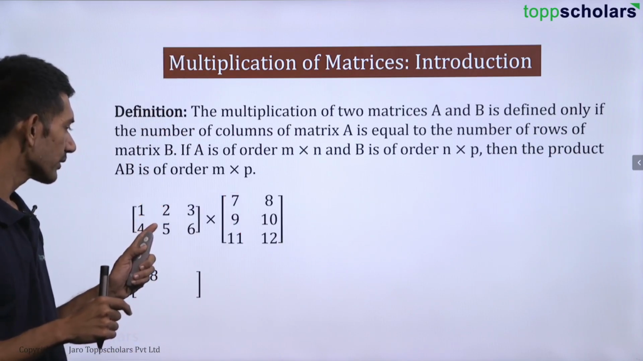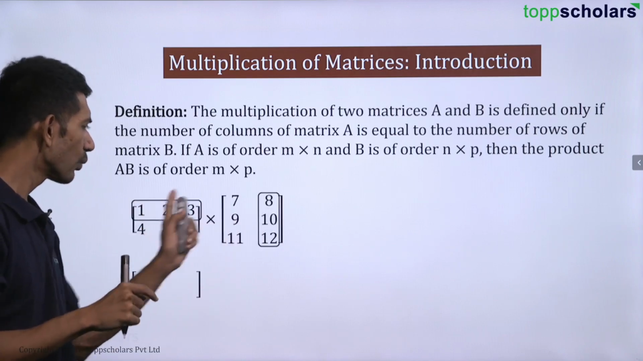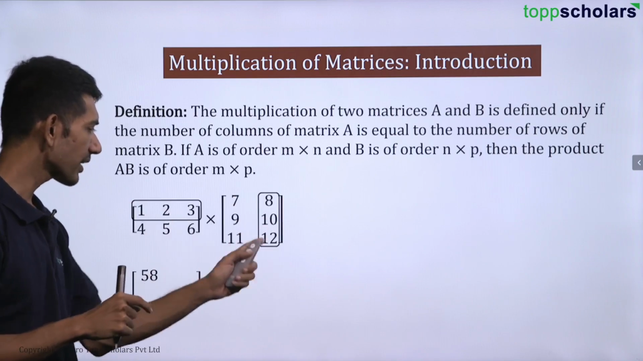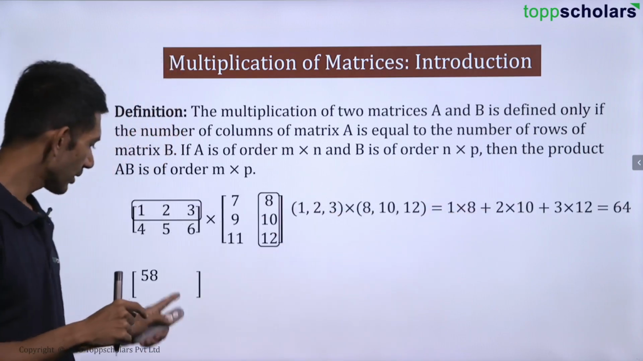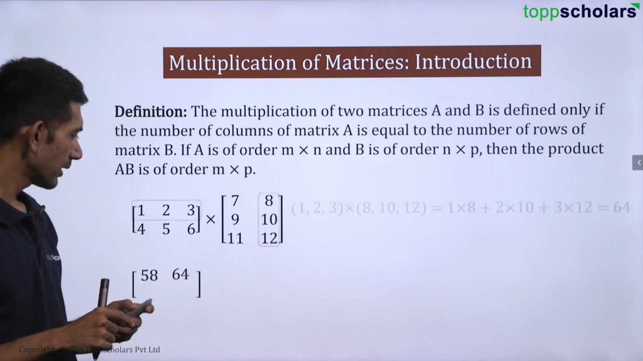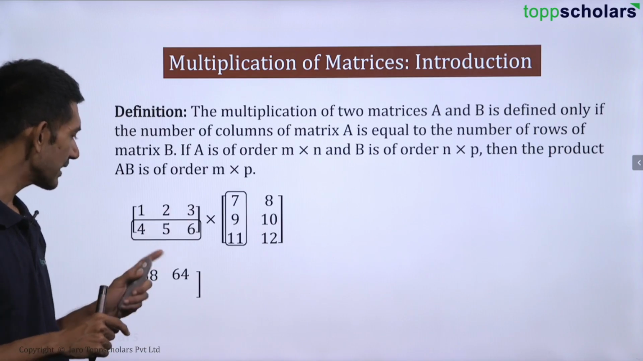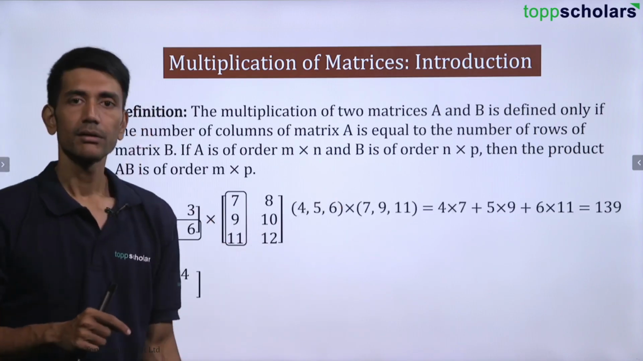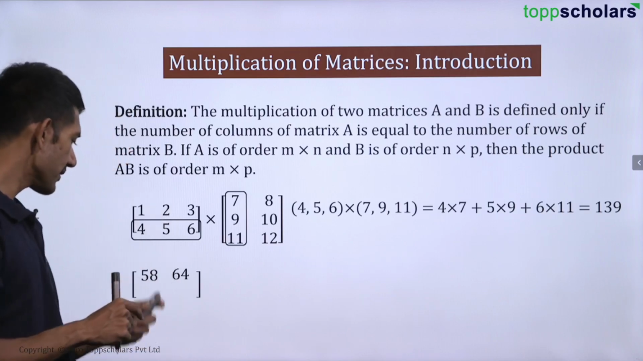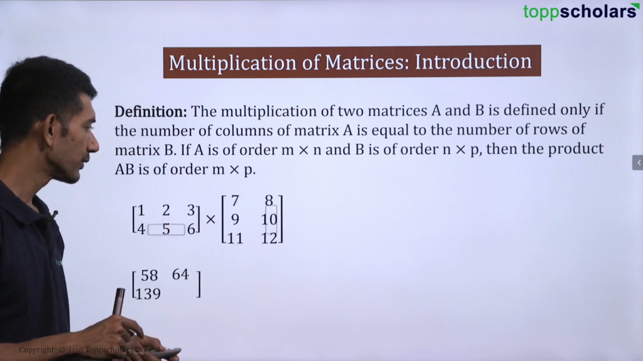Now, what we will do is, we will take the first row and second column. Same thing. 1 with 8, 2 with 10, 3 with 12. 1 8s are 8, 2 10s are 20, 3 12s are 36. You get 64. Write it here, 64. Now, second row, first column. Take the second row, first column, corresponding elements 4, 7, 5, 9, 6, 11. Multiply. The final answer is 139. Write it here, 139.